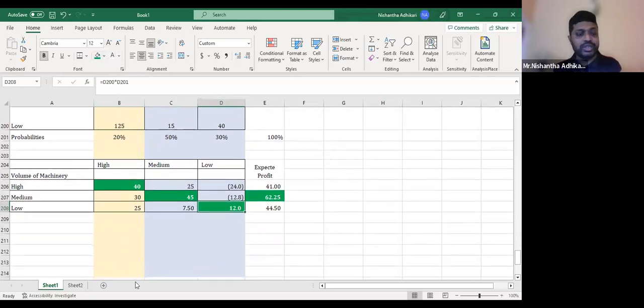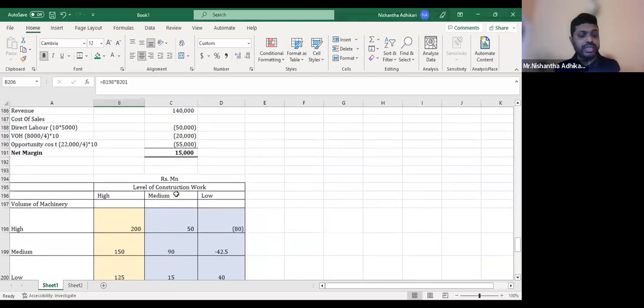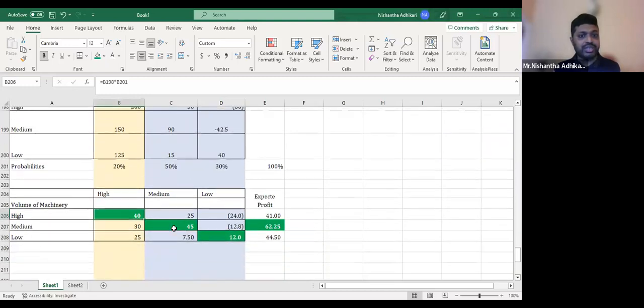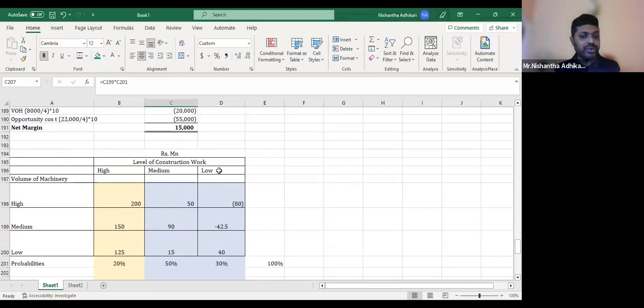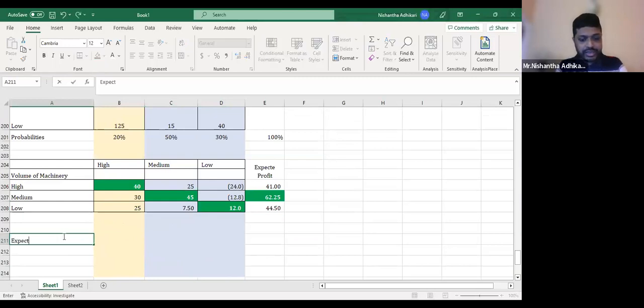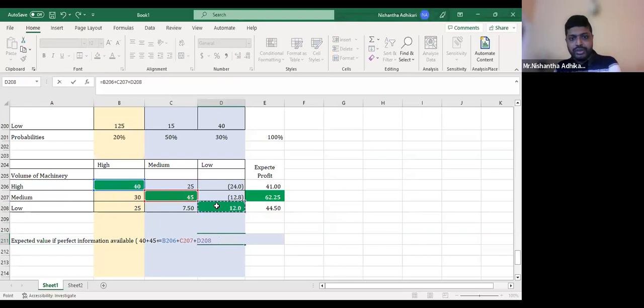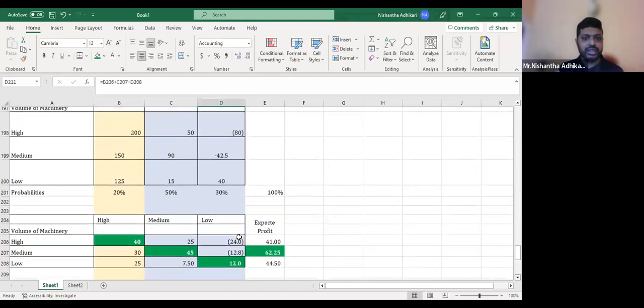If you know the perfect information, if high level of construction work is there, you will get 40 million. If it is medium level of construction work, the expected value is 45 million. If level of construction work is low, your expected value is 12 million. If you take the expected value if perfect information is available, it would be 40 plus 45 plus 12. You have to take this one. 97 million. But at the moment, you have to select which one?